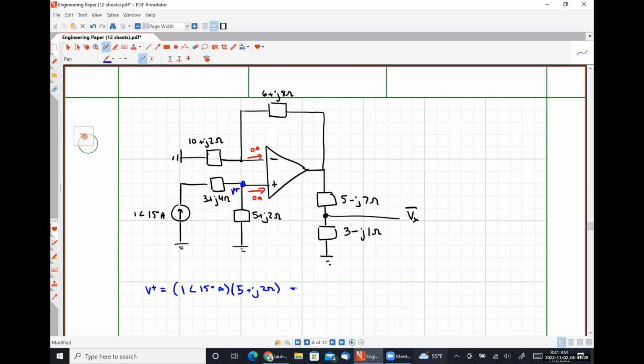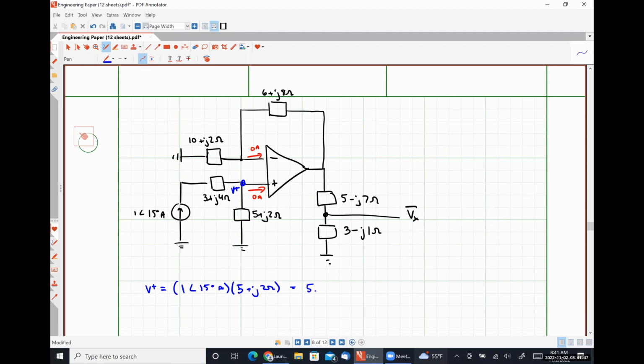So throw this in our calculator real quick. I get 5.385 angle 36.801. All right. Now that we know what V plus is, we know what this voltage V minus is because it has to be equal to V plus.